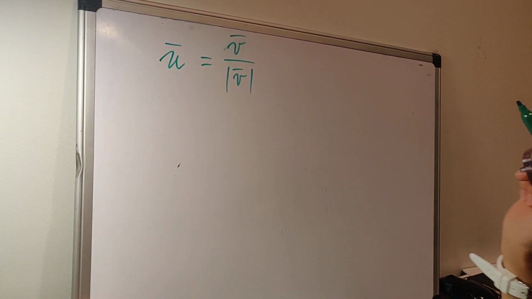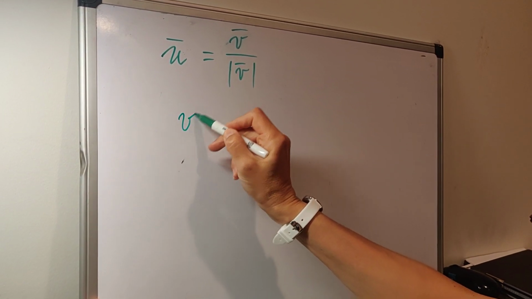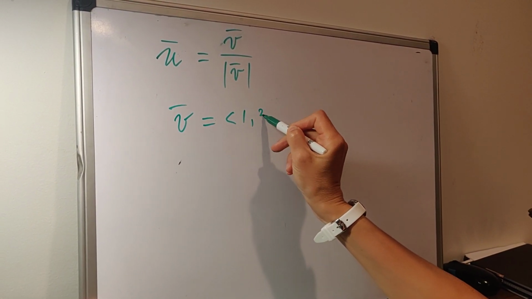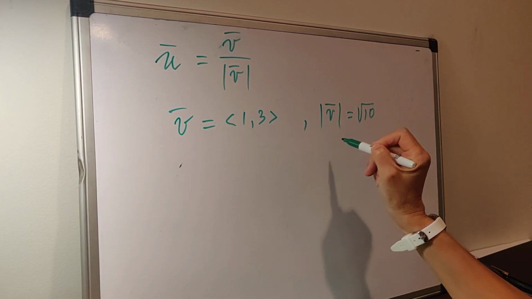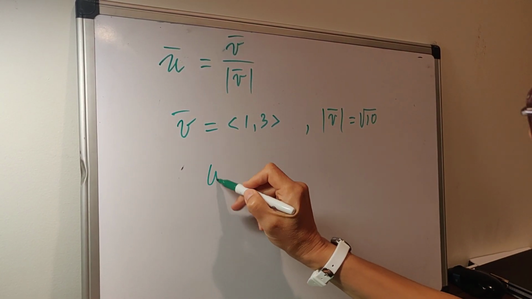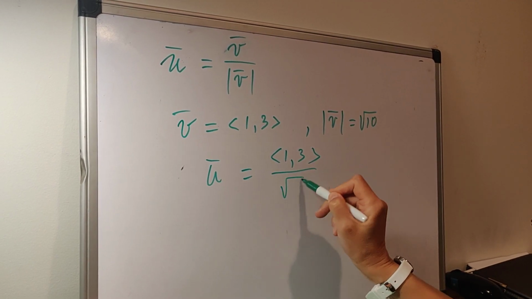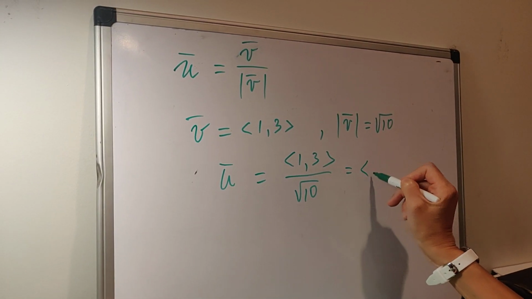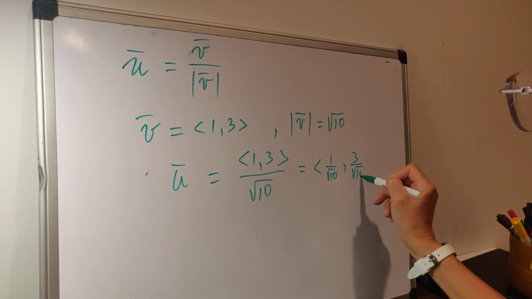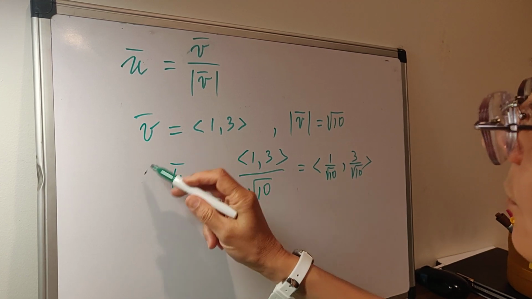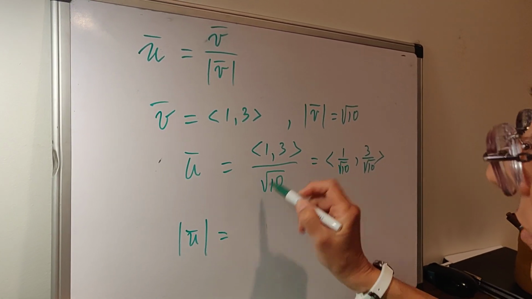What I'm going to do, I'm not going to prove it in general. I'm going to show it on the vector we just had. Remember, vector v we just had coordinates 1 and 3, and the magnitude of vector v was the square root of 10. So if I apply the formula, I'm going to get a vector which is (1, 3) divided by the magnitude, the square root of 10. Which is going to give me 1 over square root of 10 and 3 over square root of 10. What I'm going to do, I'm going to find the magnitude of vector u using the same formula I was using for v.